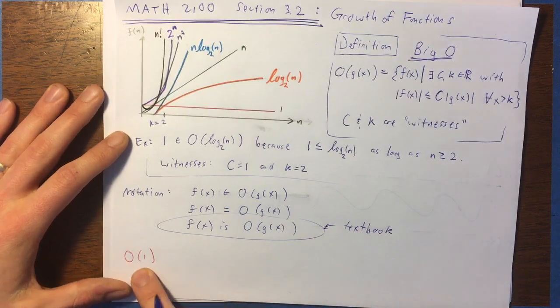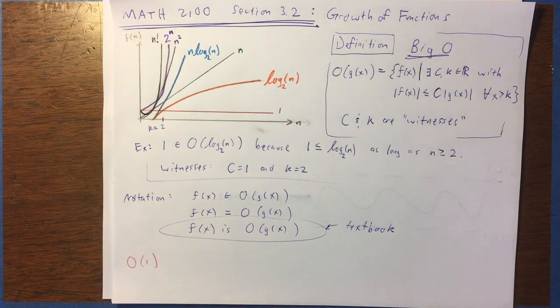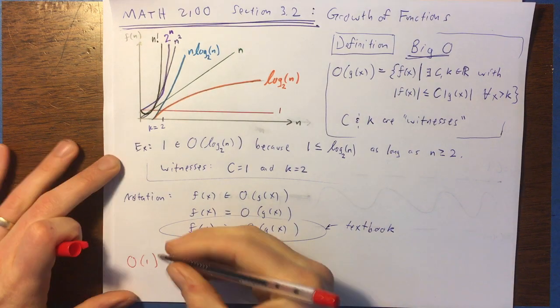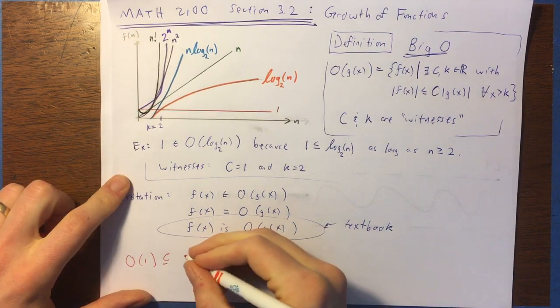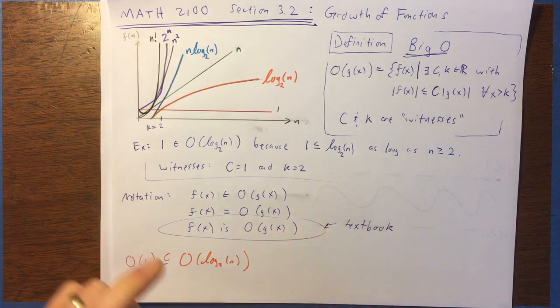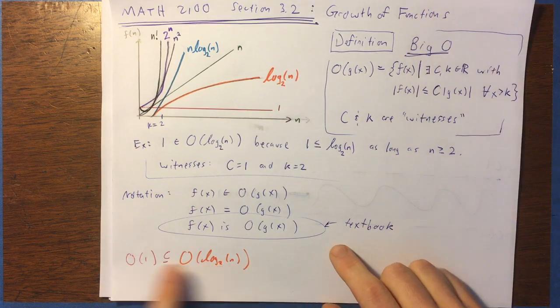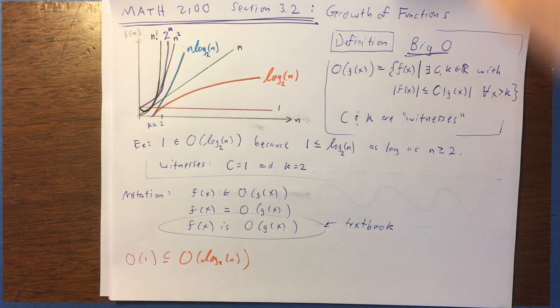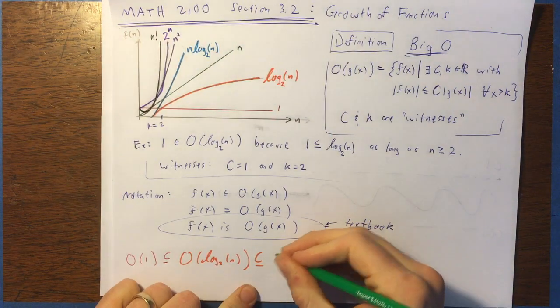So big O of 1 is going to be a set containing all constant functions, as well as anything that has an upper and a lower bound, like a sine or a cosine. So then that will be a subset of the set big O of log of n, right? Because anything which is big O of 1 grows no faster than 1, therefore it's definitely going to grow no faster than log n as well, right? And that in turn will be a subset of big O of n, right?